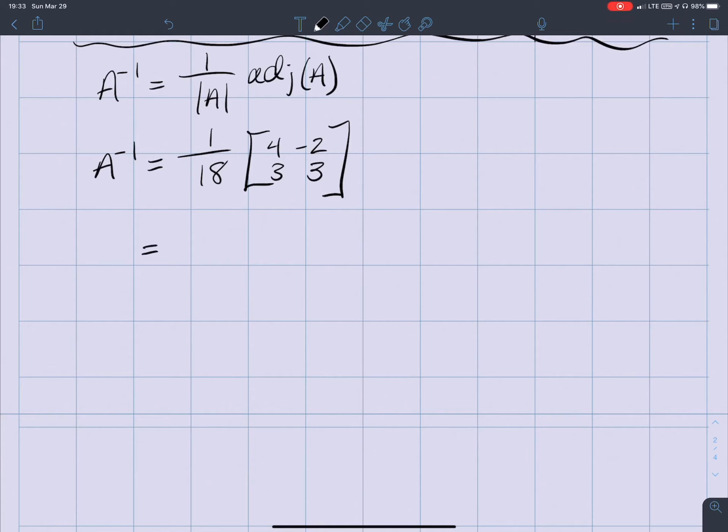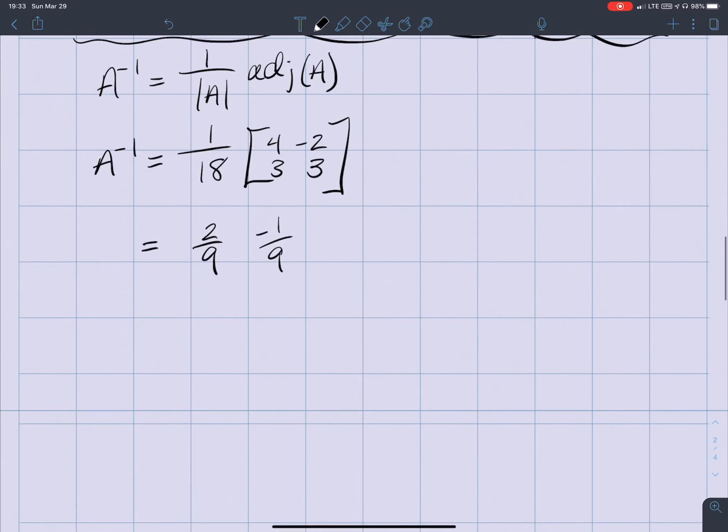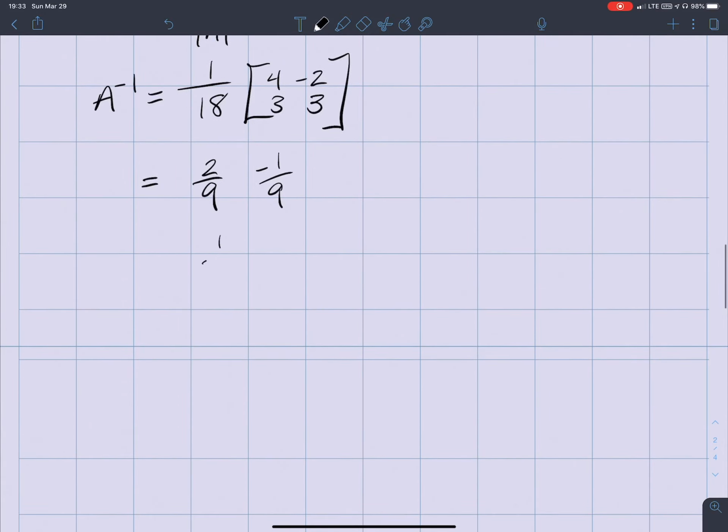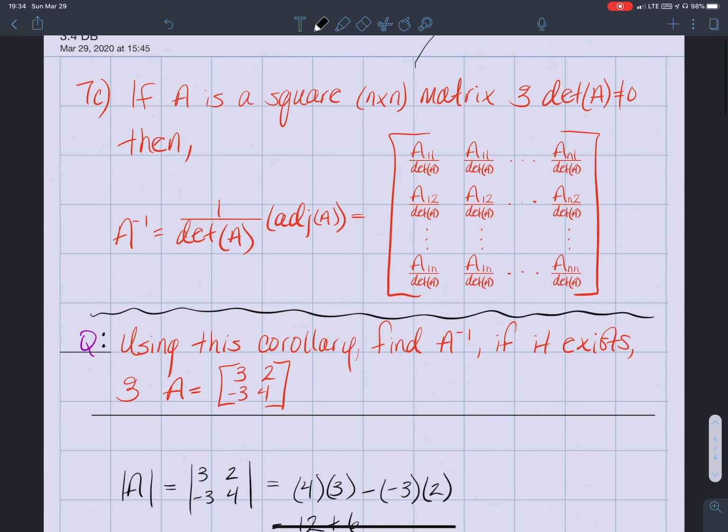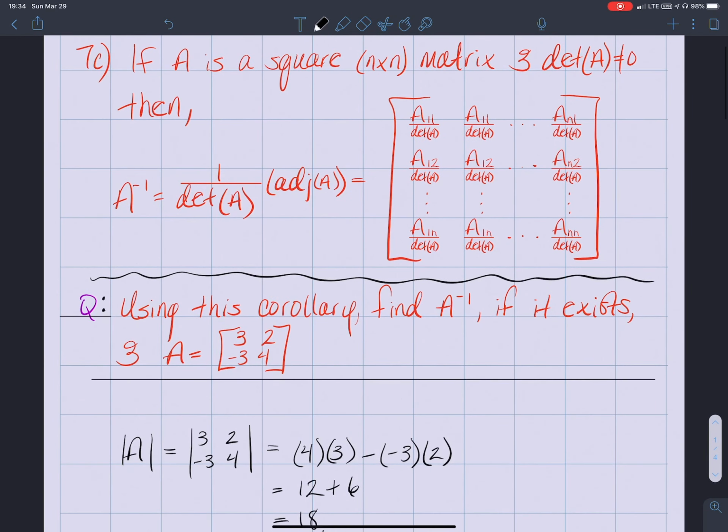And the inverse is just going to be 2/9. After, obviously, we just use this as a scalar. -1/9, 1/6, and 1/6. Using this definition, we've now just found the inverse.